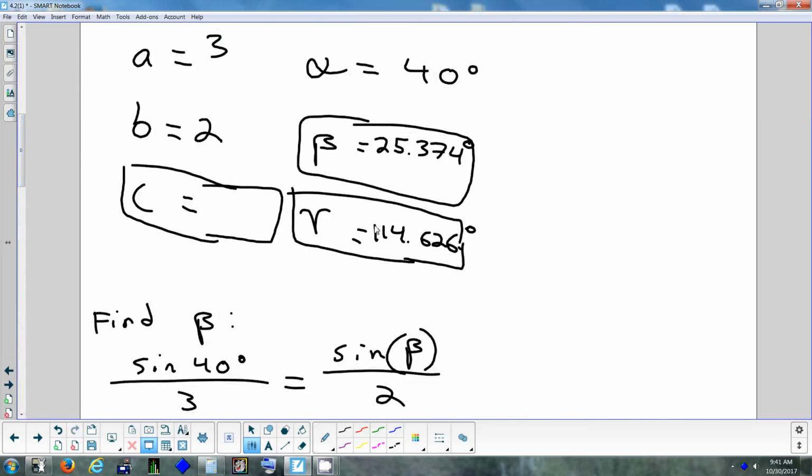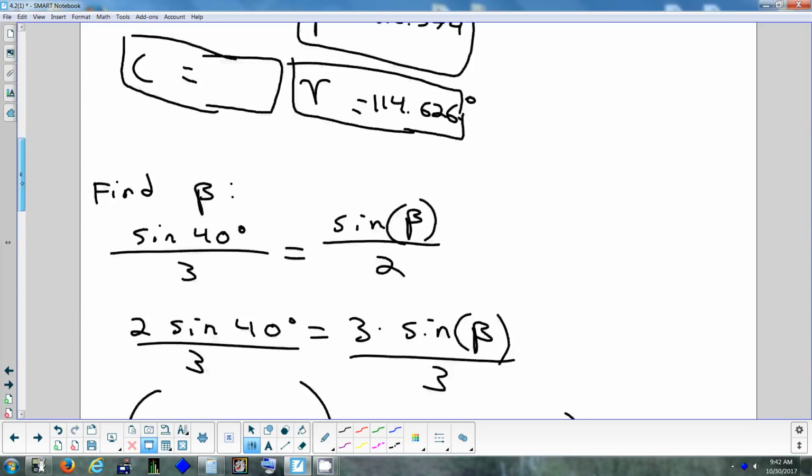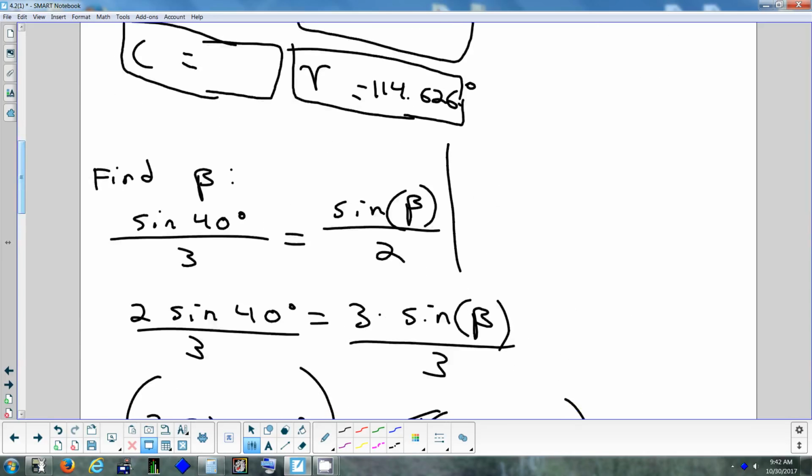And now that I have gamma, what's the last thing that I can find? About C. So whenever you have a side-side angle problem, you have to do it in that order. Okay? Find the angle you're missing, then the other angle, then the side you're missing. Okay, so let's set it up so we can find C.